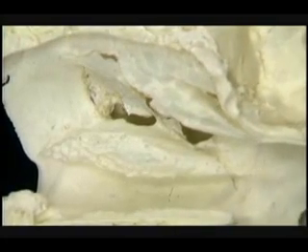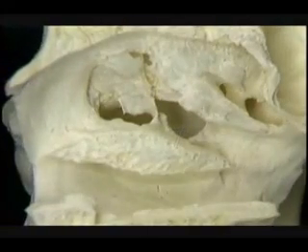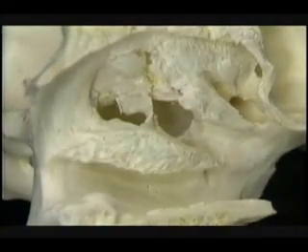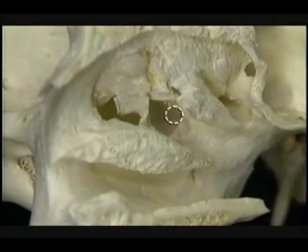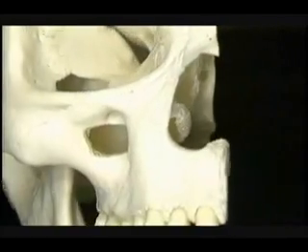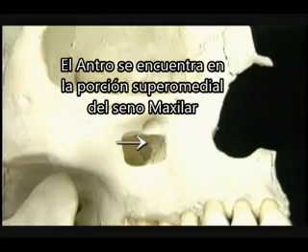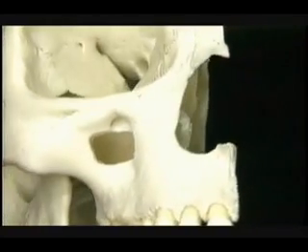In the living body, all of this opening and much of this one are closed off by soft tissue. The real opening of the maxillary sinus is back here. If we look in from in front, we can see that the opening is quite high on the medial wall of the maxillary antrum.